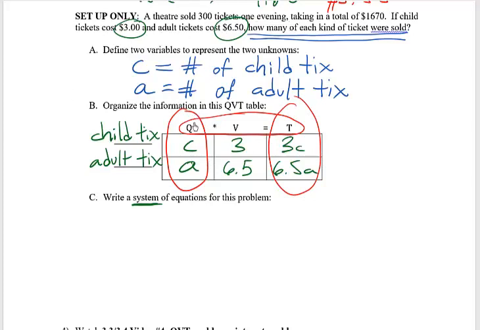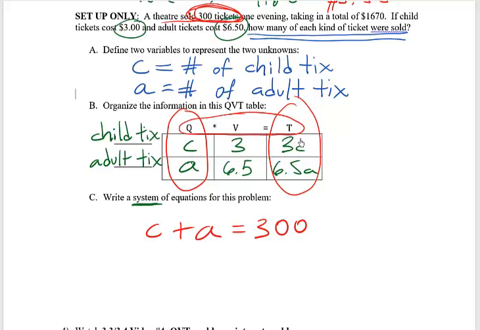Let's start with the quantity. Is there any other quantity information? Quantity just means how many tickets. Well, it's right at the start. I know that in all, the theater sold 300 tickets. In all means that's a total, right? And total makes me think addition. C stands for how many child tickets there were. A stands for how many adult tickets there were. If you add up those two numbers, you have to get 300. Well, there's my first equation. That's a pretty simple one. 300 tickets in all, add up the two pieces, you got to get 300.